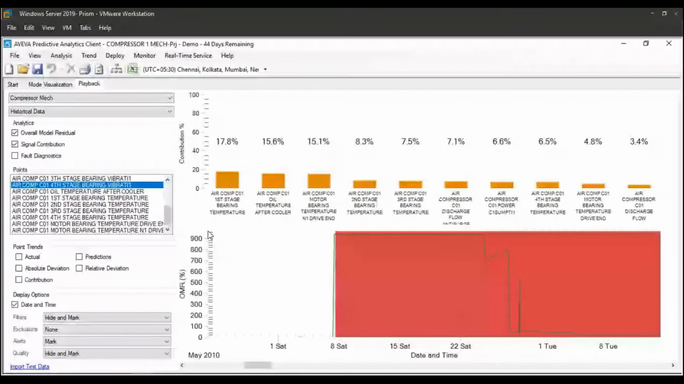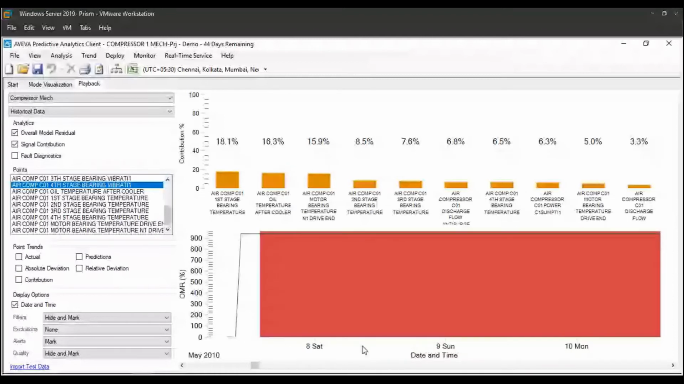And the graph that you're seeing on the top hand side, the bar graph, gives me how much each of these variables is contributing to my OMR deviation for this time period. So if I zoom in further, if I want to analyze what's happening during this time period of approximately 2 days, the software tells me that it is these variables which are predominantly causing this deviation.